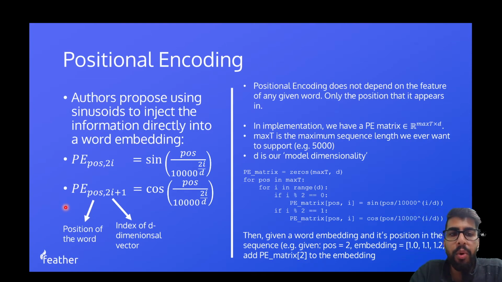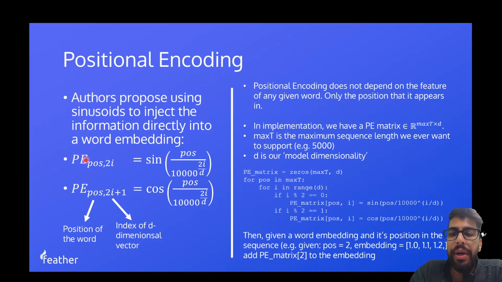Now, importantly, positional encoding does not depend on the feature of any word. We're not looking at the word itself. We're only looking at the position of the word, okay? So it doesn't matter whether the first word is a, or the, or position, or in, or max, or authors. All that matters is what position the word is in. The actual word itself doesn't matter.